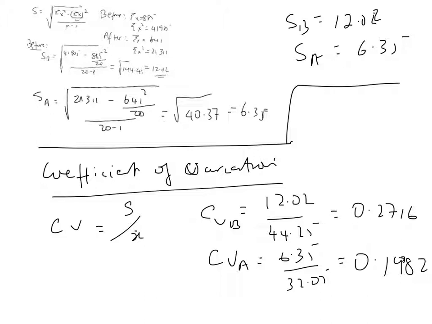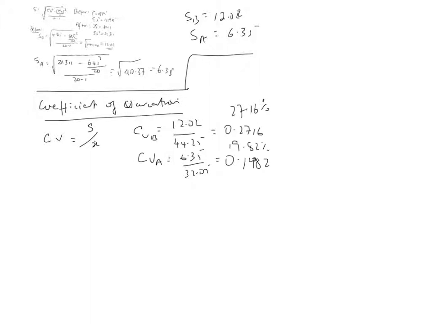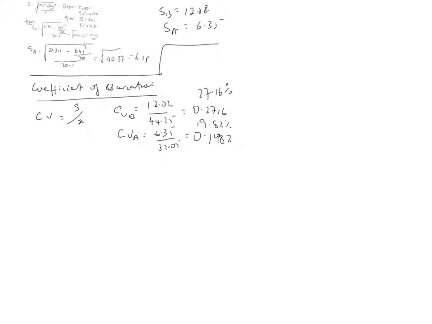We could express that as a percentage. This one would be 27.16%, and then this one would be 19.82%. That allows us to compare those two distributions, and you can see that the coefficient of variation afterwards is actually quite smaller. So now let's do a summary of what we have for this particular section. We can now put the following values down: before, after.